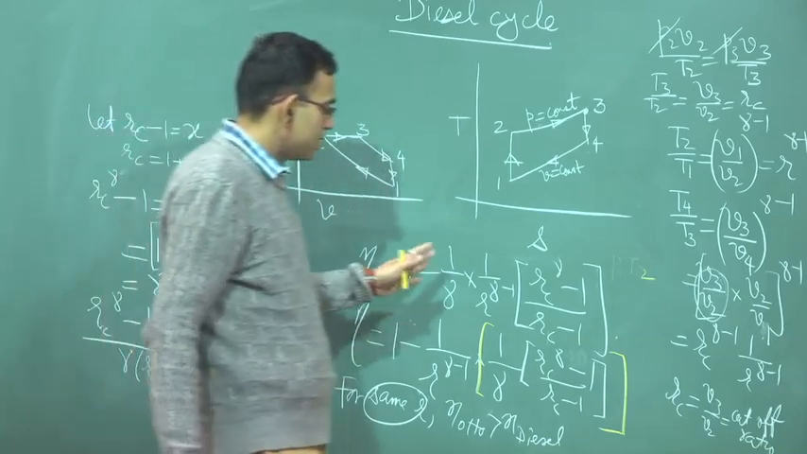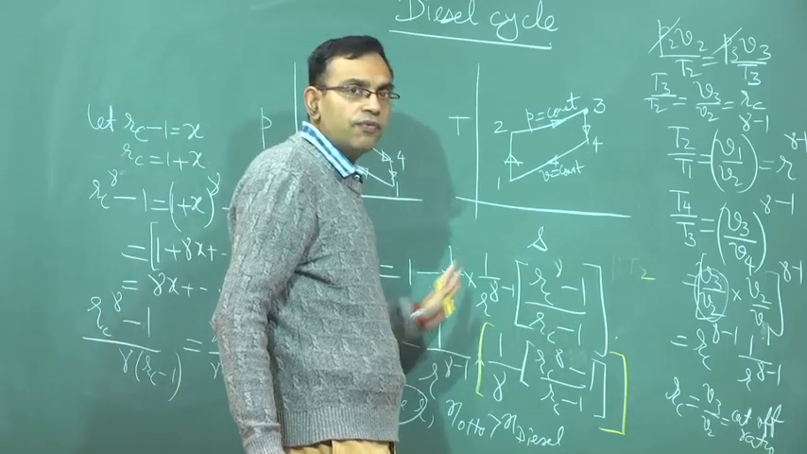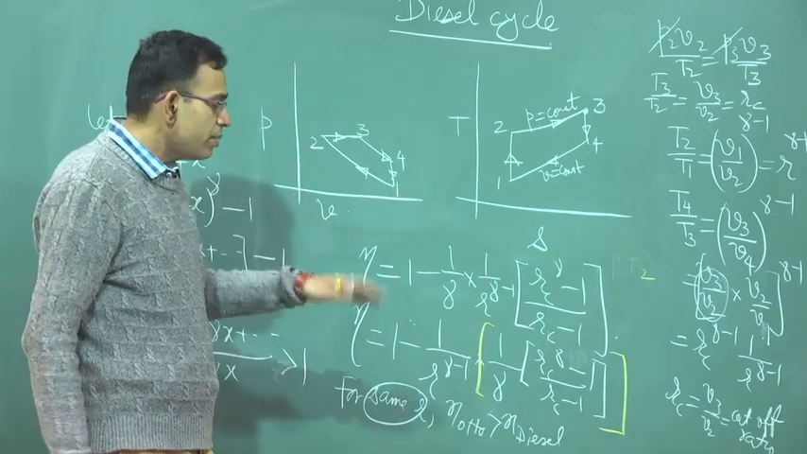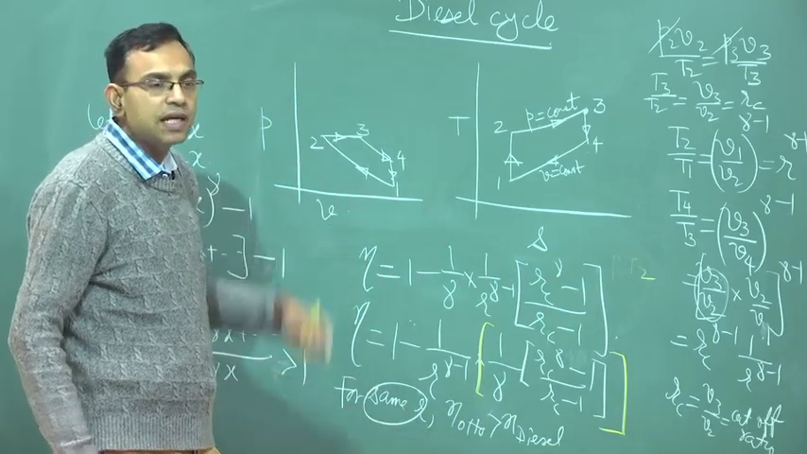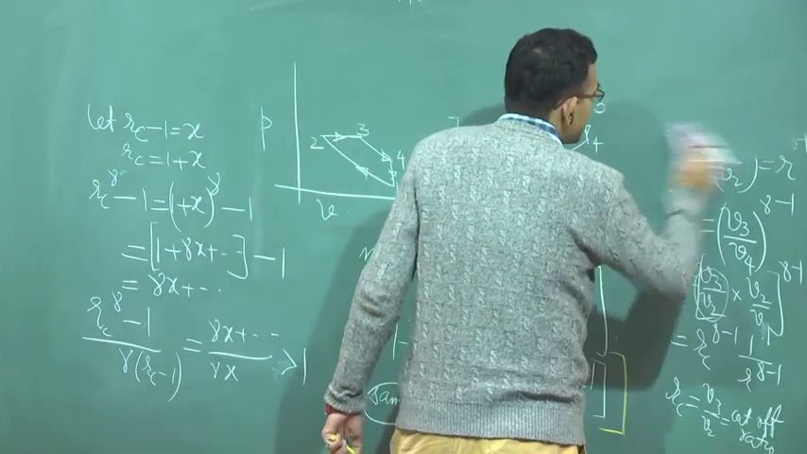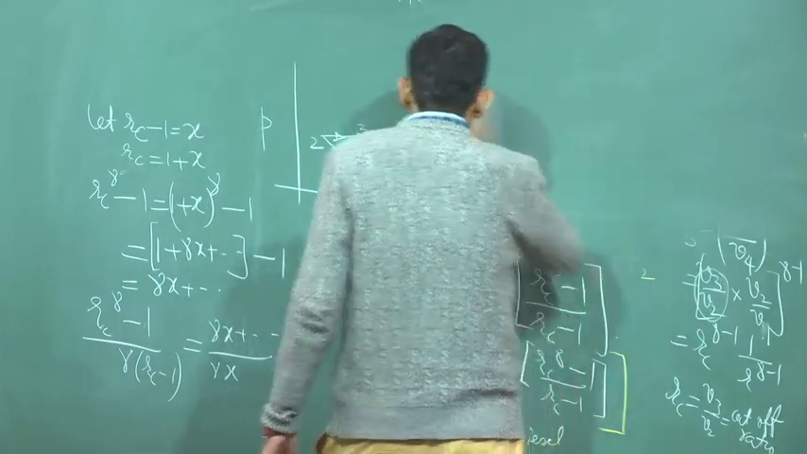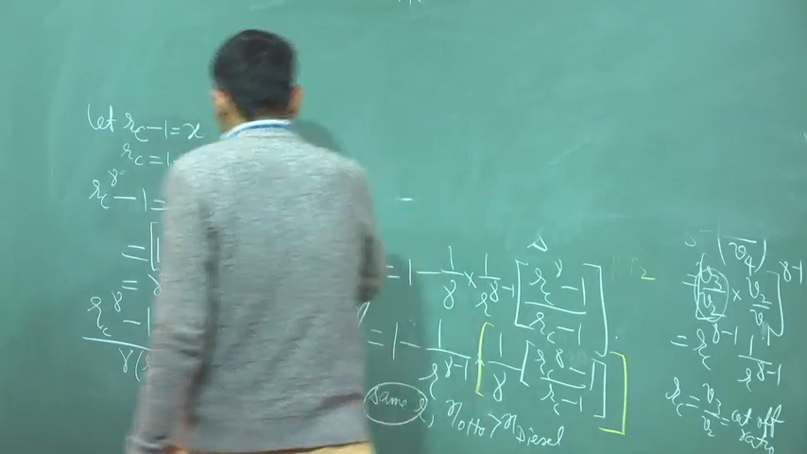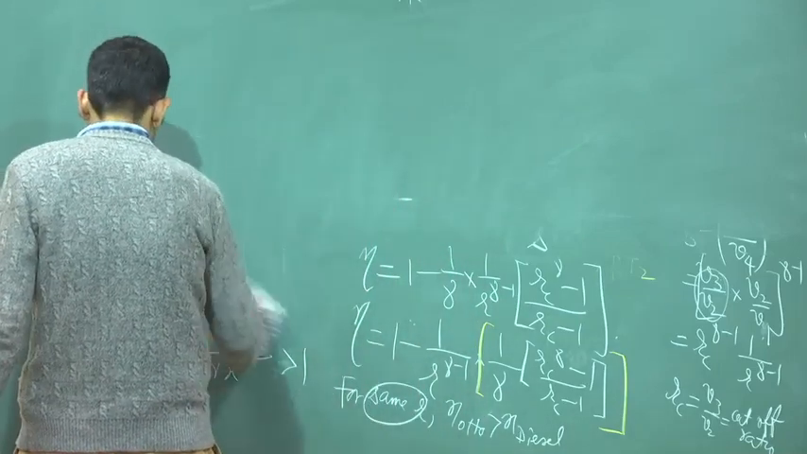But this mathematical way of comparison can also be substituted by a more physical way of comparison. So, I will try to give you two examples of comparison of Otto cycle and diesel cycle before we call it a day today.